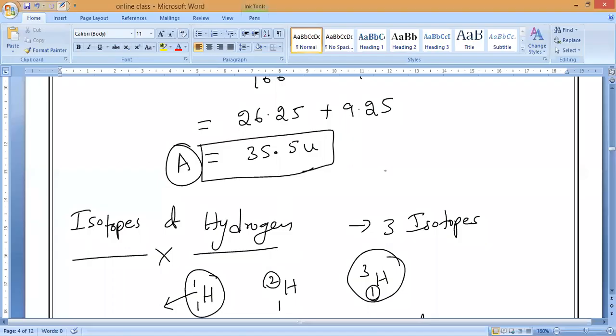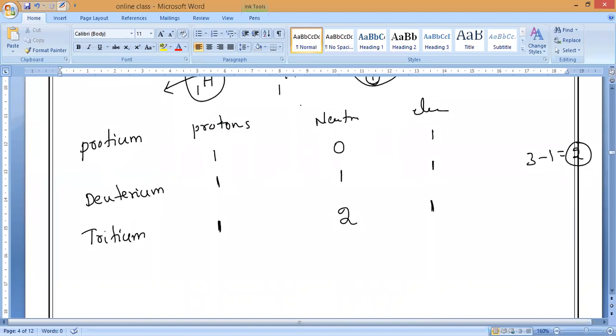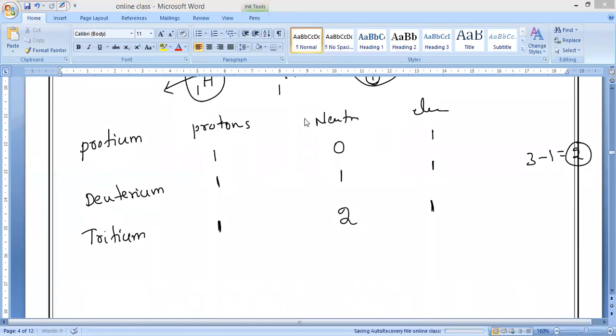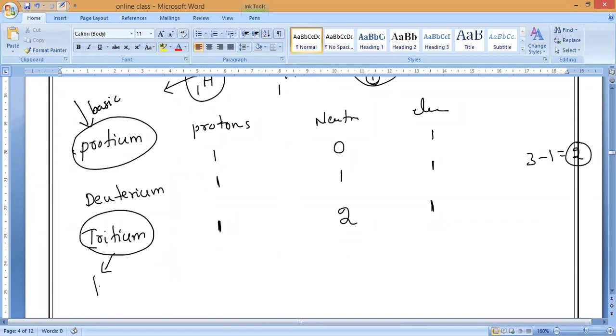So when it comes to hydrogen, we have 3 isotopes. In each isotope, the number of protons is always constant. Only the number of neutrons is increasing. So protium is called light hydrogen, the basic hydrogen which we see in our surroundings.